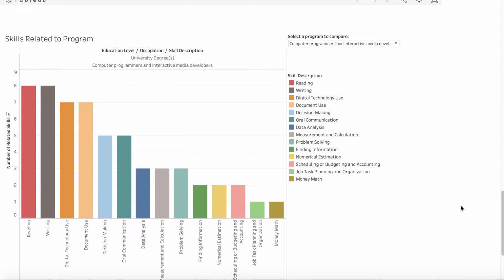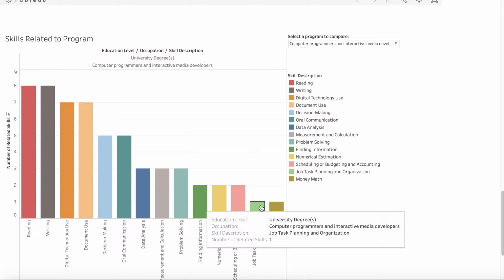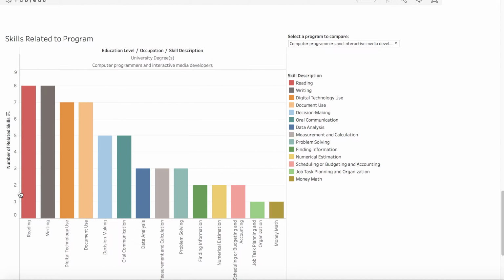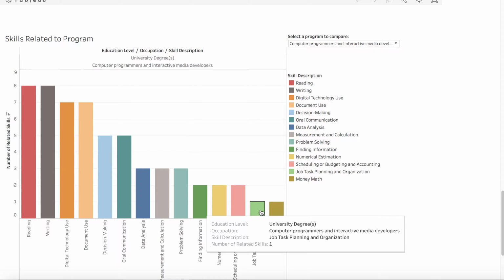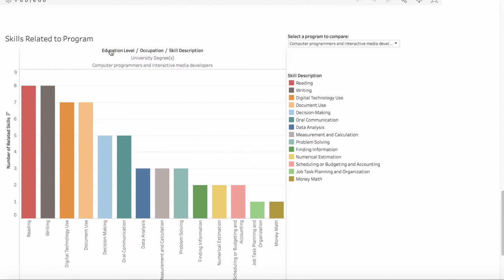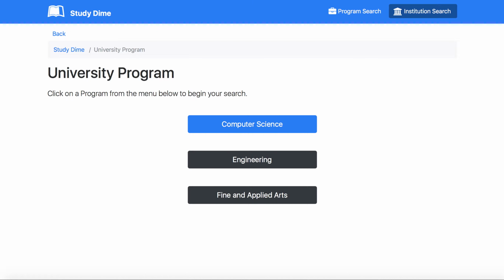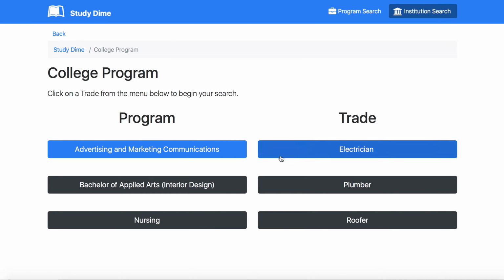We also have the number of skills related to the program, and this would be very useful in terms of how your skill sets could be used in the future, if you're transitioning from one job to the next. So you can see here for computer programmers, reading is quite high, but job task planning and organization isn't as high. So we're going to go forward and look here at the college section, and we've got the electrician side.